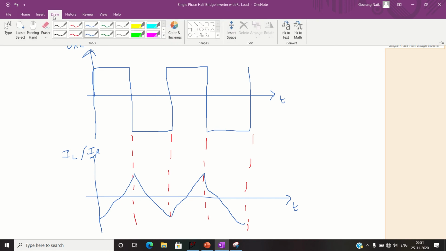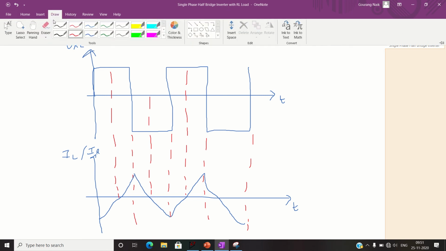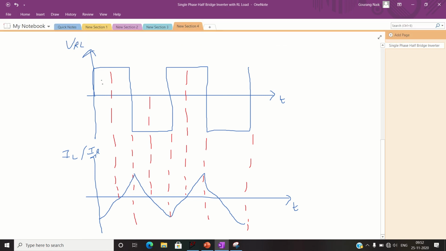But here also what you have to observe is this section. So you can split it like this. Okay, so we have 4 cases here. There is one case here, then second case, third case, and fourth case.